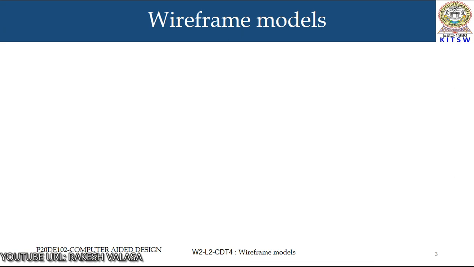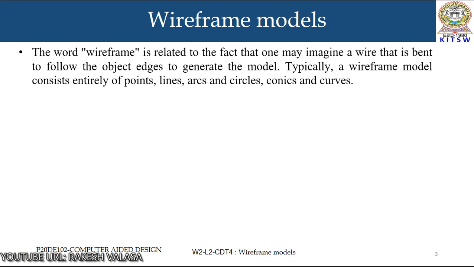A wireframe model of an object is the simplest geometric model that can be used to represent it mathematically in the computer. It is sometimes referred to as a stick figure or an edge representation of the object. The word wireframe is related to the fact that one may imagine a wire that is bent to follow the object edges to generate the model.